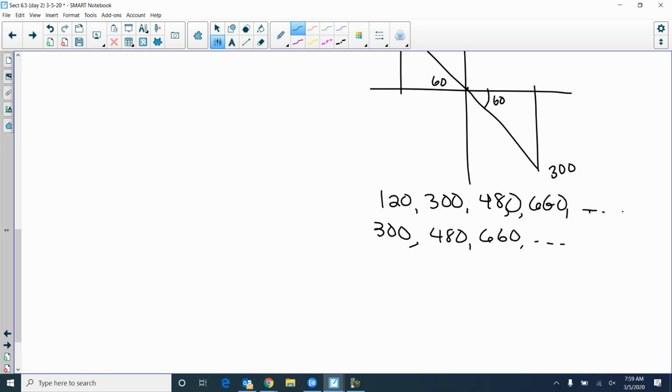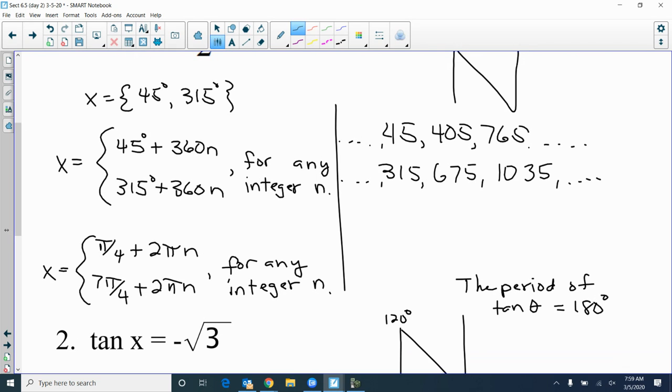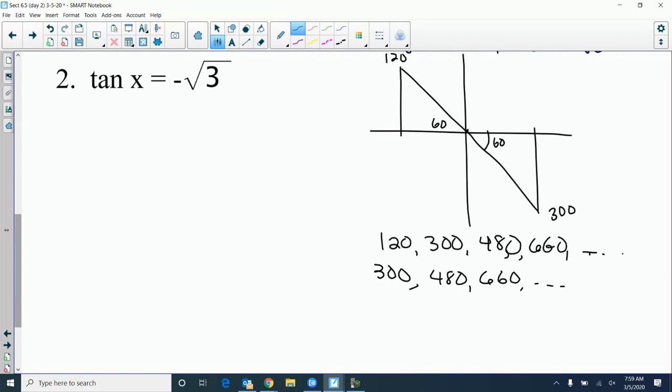It's going to be the same list of numbers, isn't it? Okay, so for tangent, I'm only going to have one answer, because the second answer is repeating the first one. For cosine, these are two different sets of numbers: 45, 405, 765, 315s. They don't overlap. They are two distinct sets of numbers. For tangent, since the period is 180, everything overlaps. I only need to put down one answer.